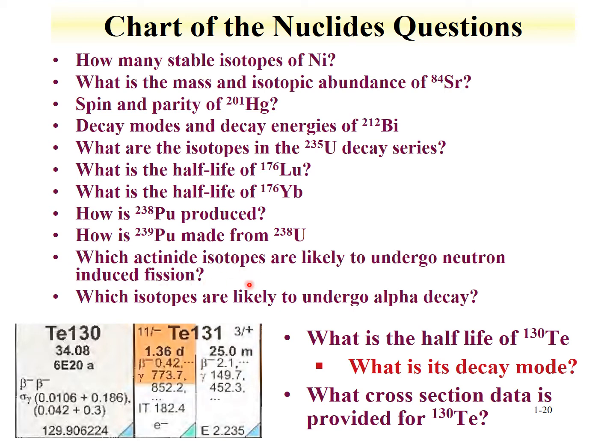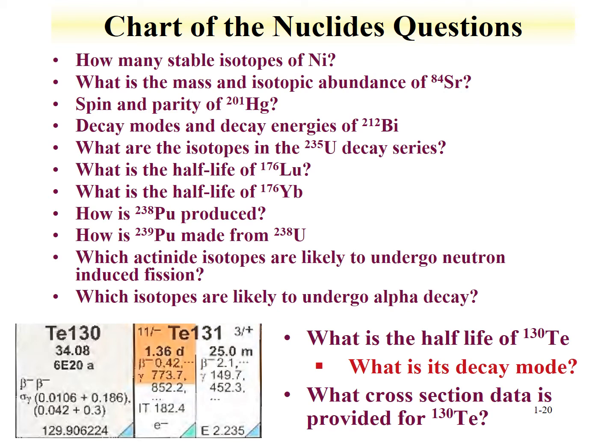Which actinide isotopes are likely to undergo neutron-induced fission? Those with large fission cross sections. So when they capture a neutron, they undergo fission. It's the sigma F. As an example, you can look at the data for uranium-235 or plutonium-239. And which isotopes are likely to undergo alpha decay? The heavier isotopes.